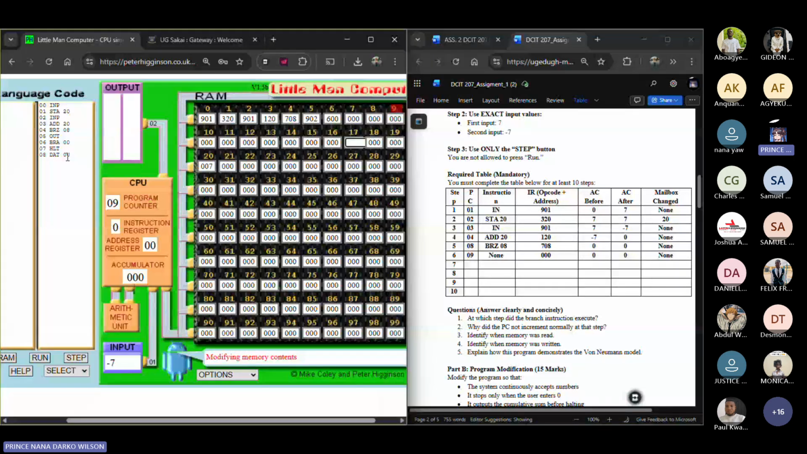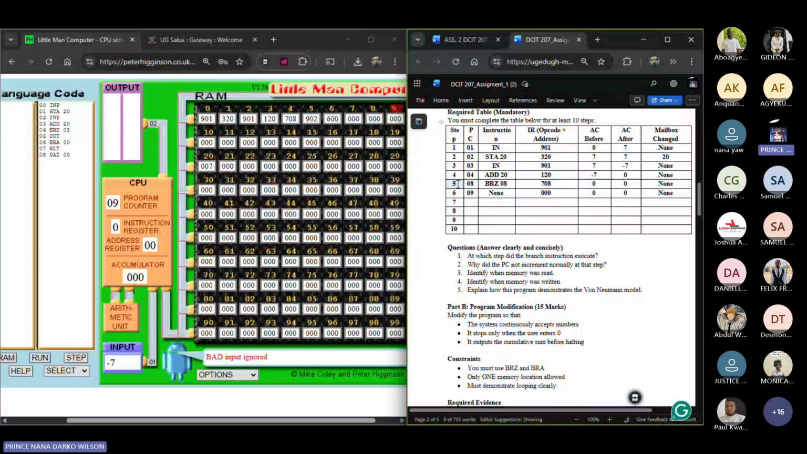So now the questions that followed up said, at which step did the branch instruction execute? So the branch executed at step where? Step 5. This is the step, right? So at step 5, after the add instruction, that's where the branch executed. You stated nicely. Why did the program counter not increment normally at that step? So then the branch instruction overrode the program counter's sequence. It overrides the program counter sequential flow, forcing it to jump from address 4 all the way to address 8. And identify when memory was read.